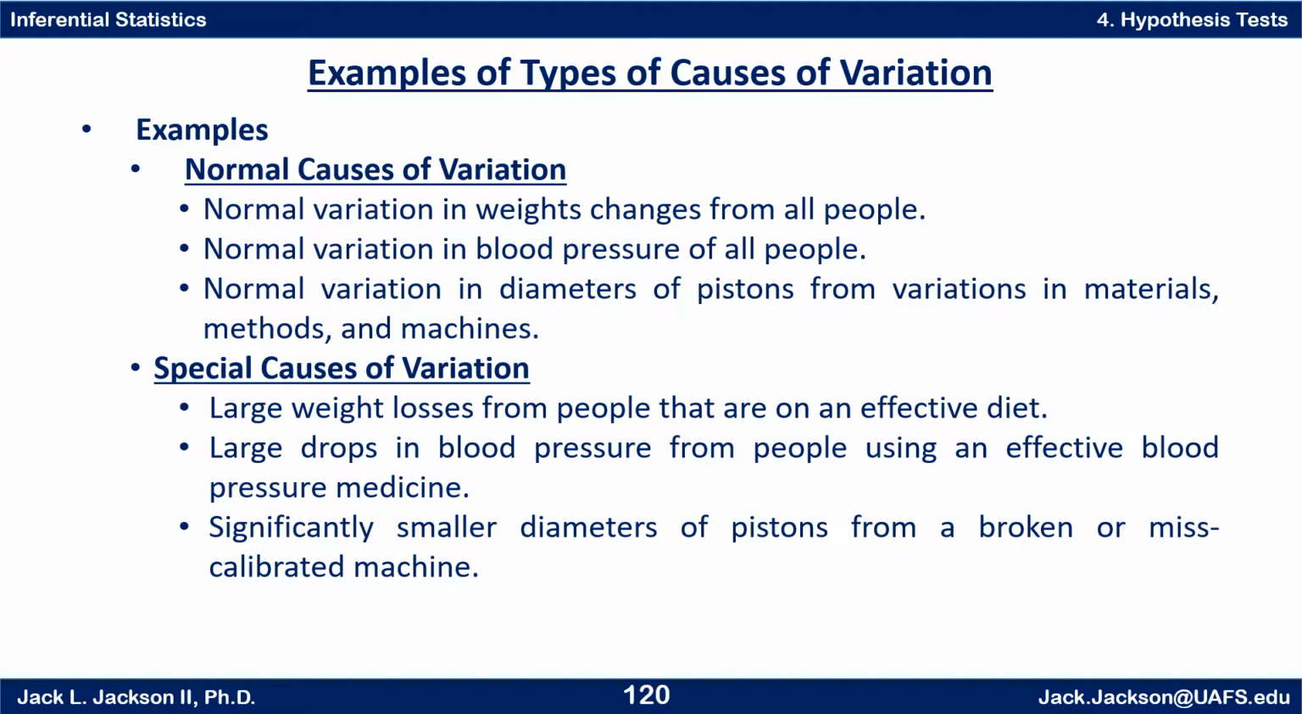But we can also have special causes of variation. We might have a large weight loss from a group of people that are on an effective diet. Something other than just normal random fluctuation is at play there. Or there could be large drops in blood pressure from people using effective blood pressure medicine. We might have statistically smaller diameters of pistons from a broken or miscalibrated machine. If one of these things is happening, we want to know about it.